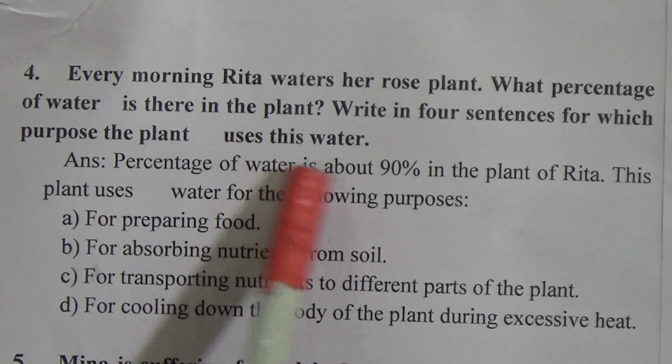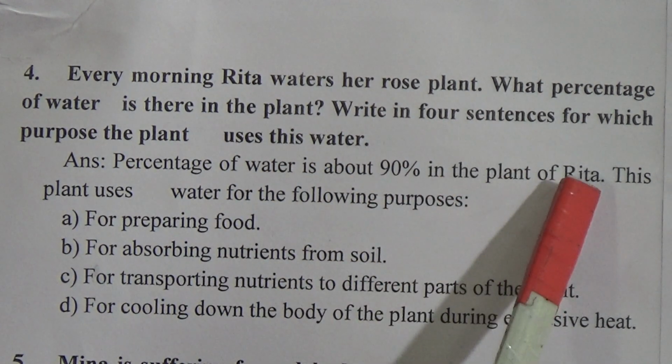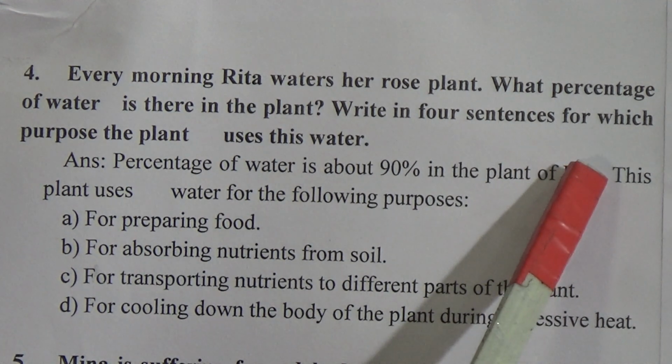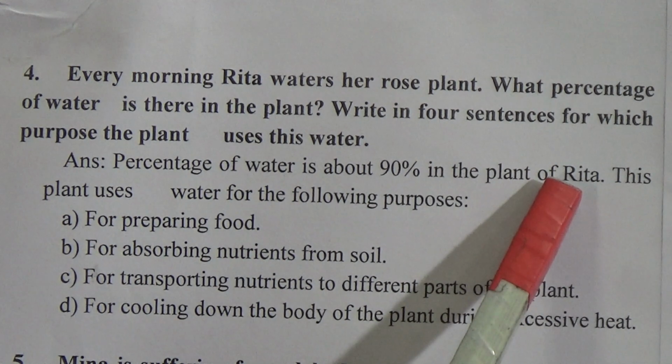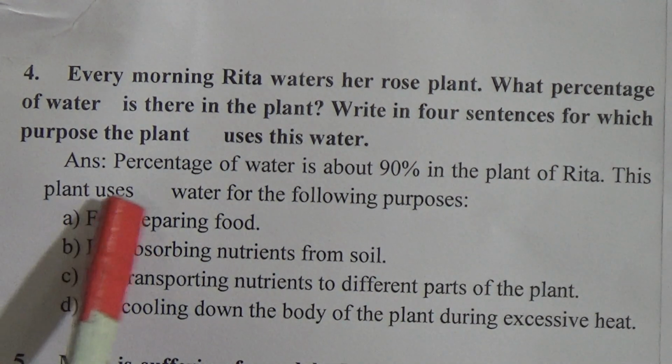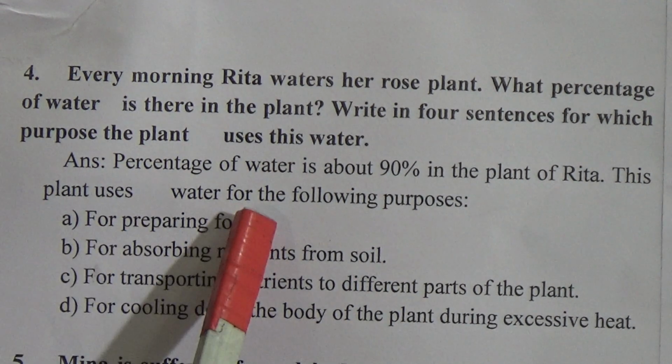The percentage of water is about 90% in Rita's plant. We know there is 90% water in every plant's body. The plant uses water for the following purposes. First one, for preparing food.